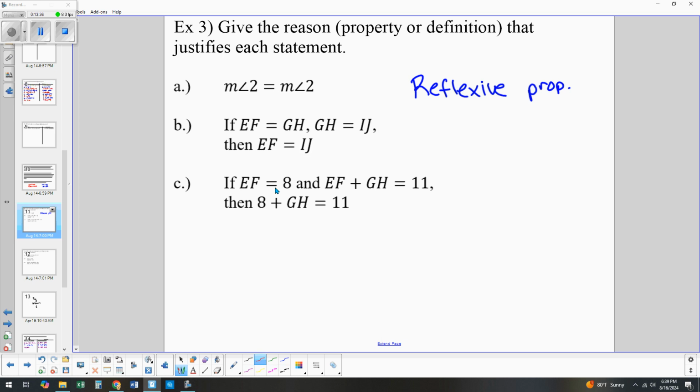In the next one, we have EF equals GH, and GH equals IJ. So now EF is equal to IJ. I have seen EF before, I have seen IJ before, and both of them happen to be equal to GH. So when I'm going to link together 2 previous statements to create a new one, that is the transitive property.